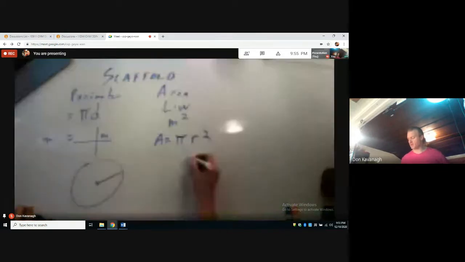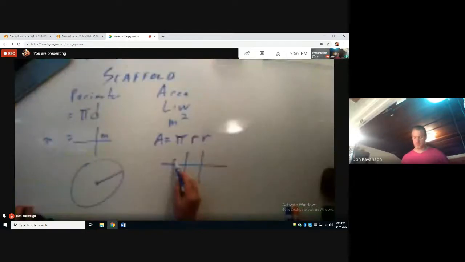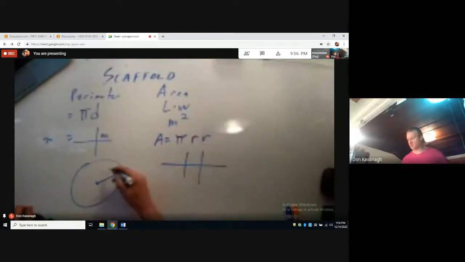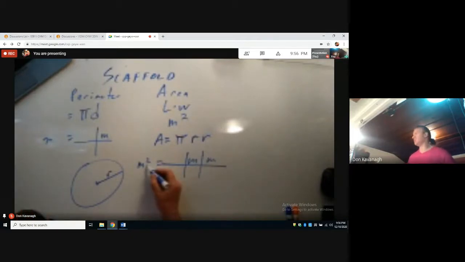Plugged into the scaffold, we can expand this out. Instead of saying r squared, we can say r times r. Pi doesn't have a unit, so we won't put a unit in here. The radius is going to be measured in meters, and the radius is going to be measured in meters. No units cancel. So this side of the equation ends up being meters squared. Again, a unit we recognize to be an area, whether it's a circle, a square, or whatever.